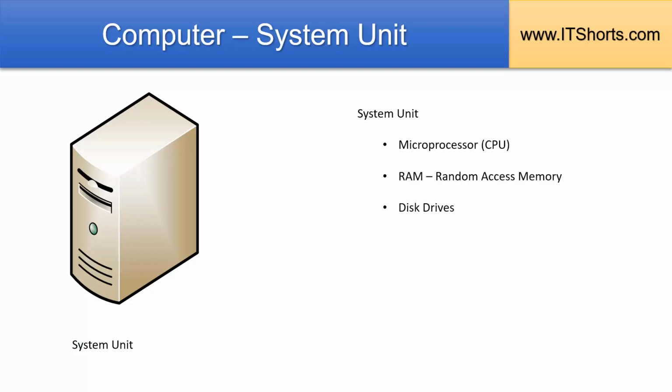So, let me get to three main components in this. One is microprocessor. Next one is RAM or memory. Okay, RAM means random access memory. The next one is disk drives. So these are the three main components within a system unit that I'm going to talk about in this video.